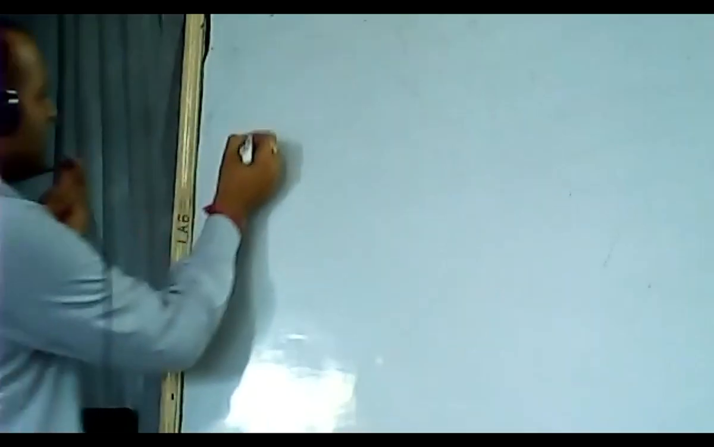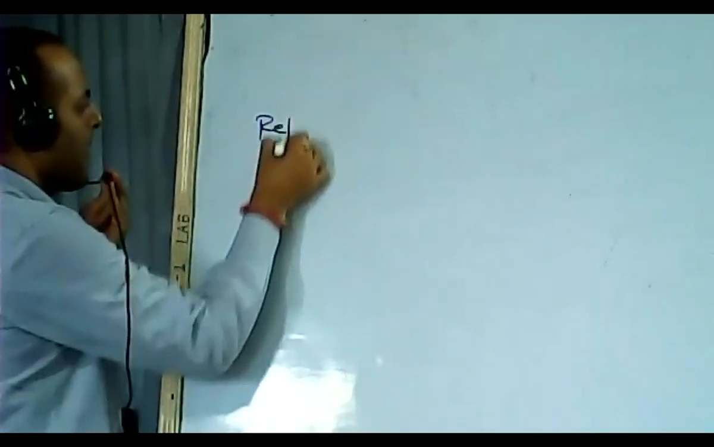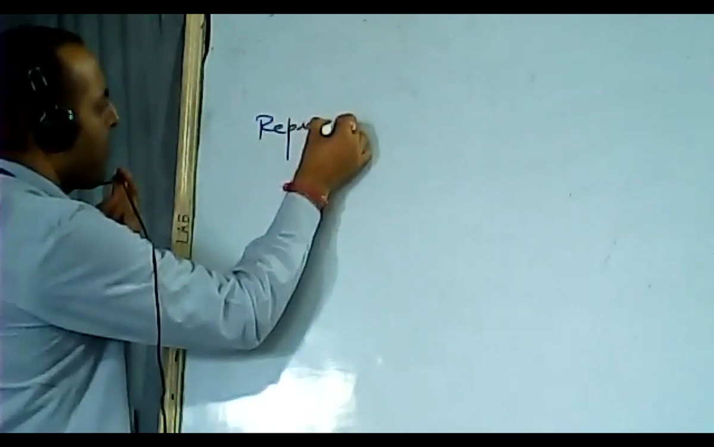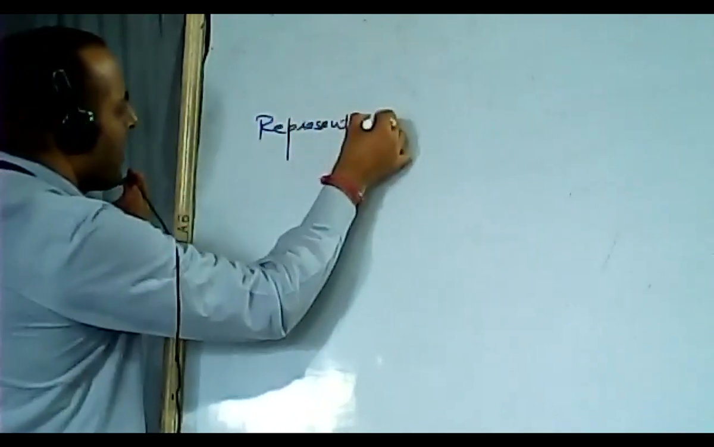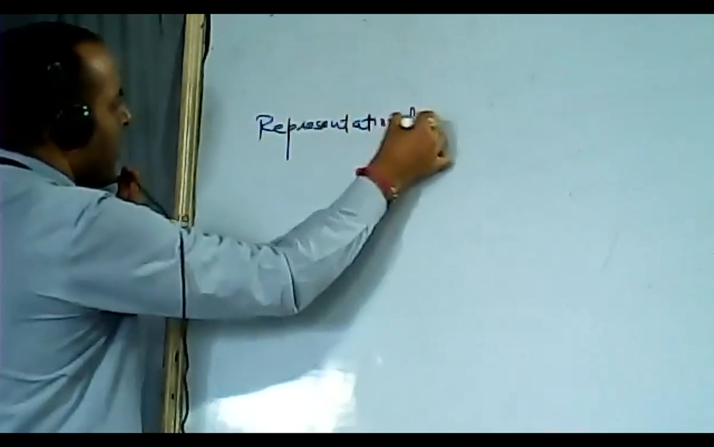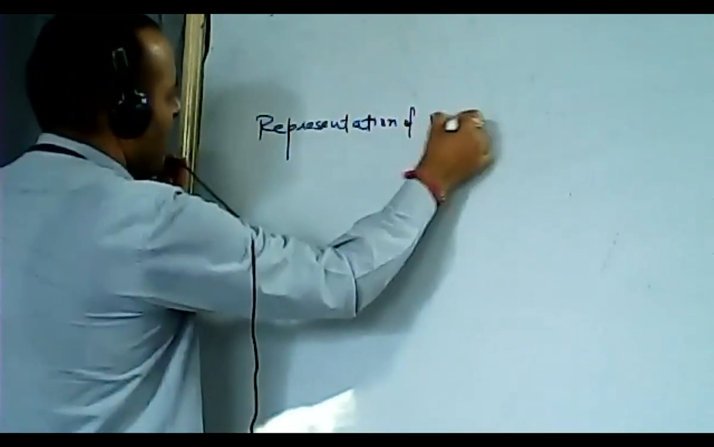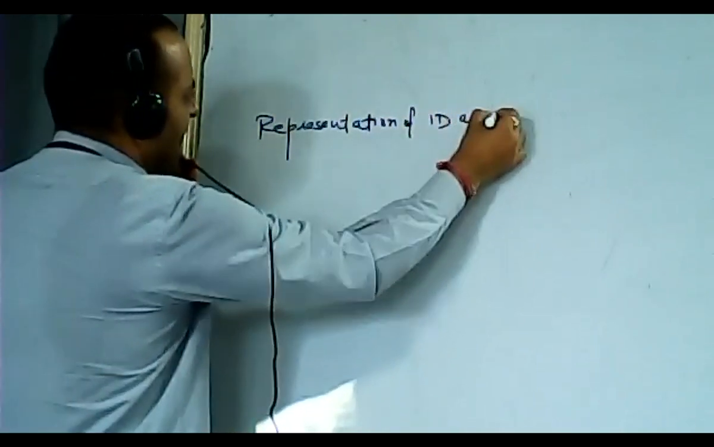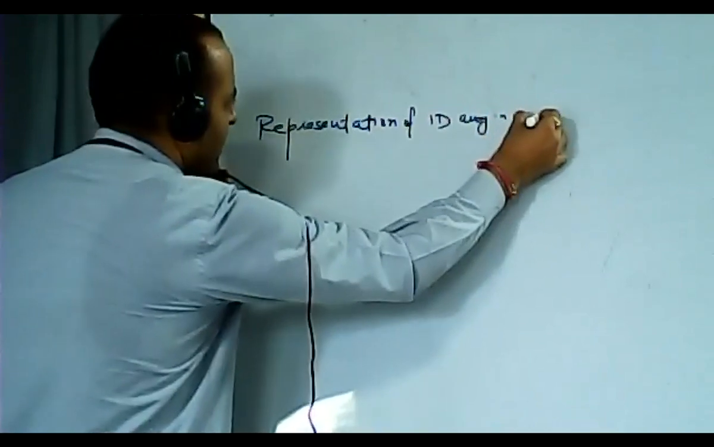Now let us see. Next topic we have is representation of 1D array in memory. क्या लिखा है बोर्ड पे? Representation of 1D array in memory. How will we store a 1D array in the memory? Okay.